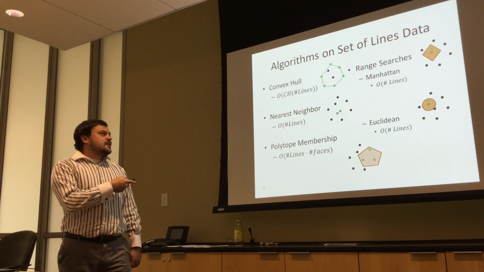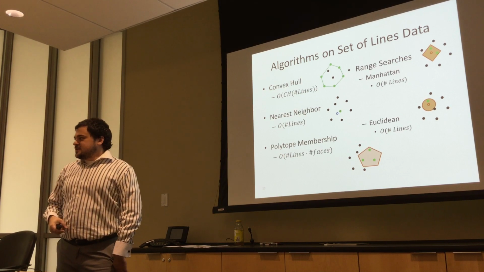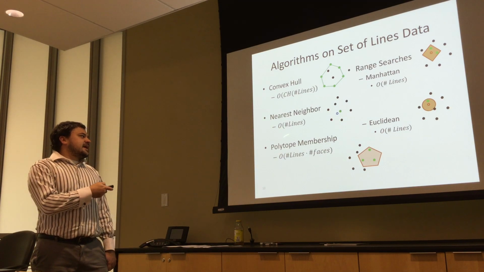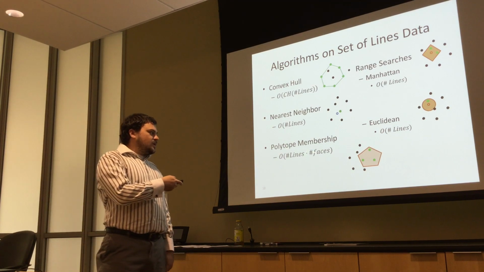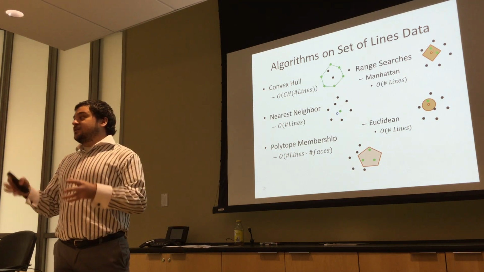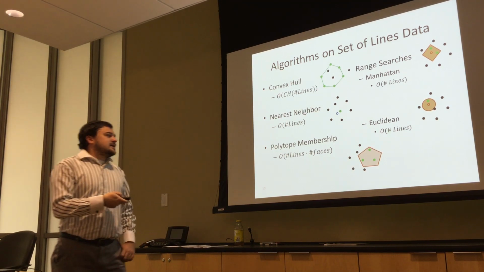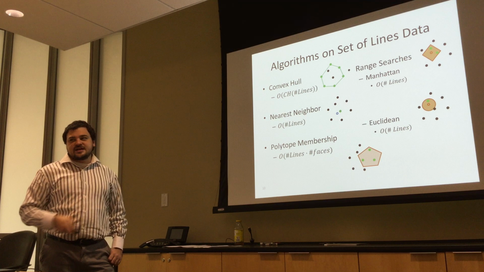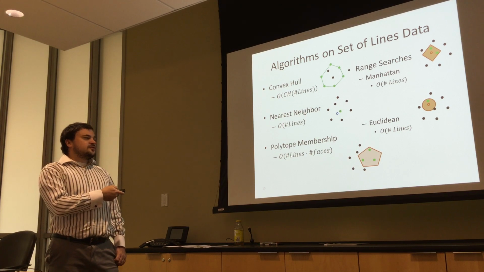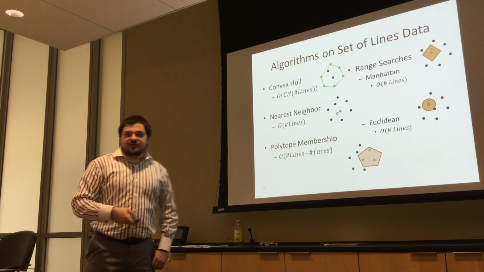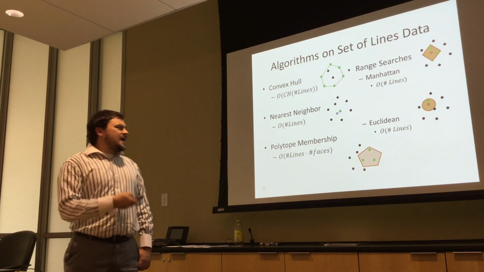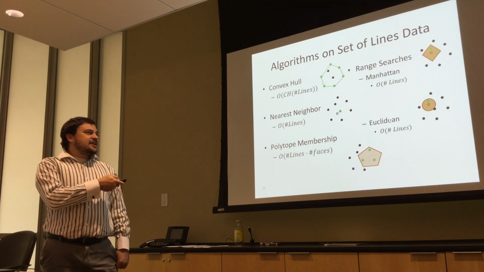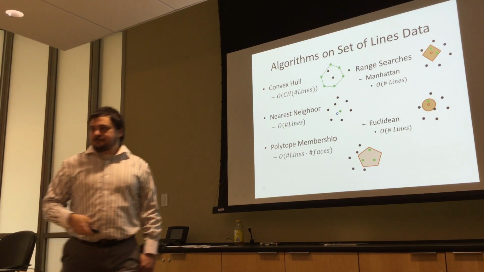Next is nearest neighbor, where given some input query point, the return will be the nearest point to that query. Then I have polytope membership, where a polytope is the many-dimensional analog to a polygon. For this, for an input polytope, we will return the set of points that are contained in that polytope. And the runtime here is the number of lines in the compression times the number of faces that are within that polytope. And then I give two versions of range searches, which will return all of the points within a fixed either Manhattan or Euclidean radius of a query point.